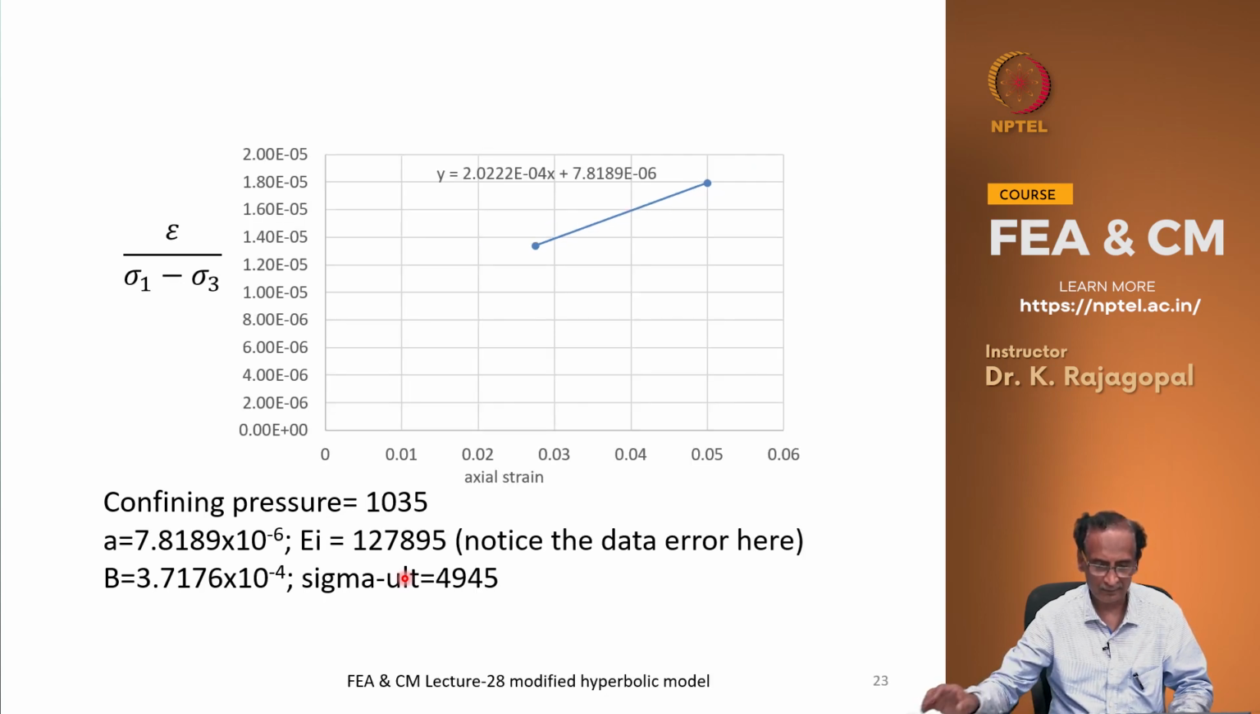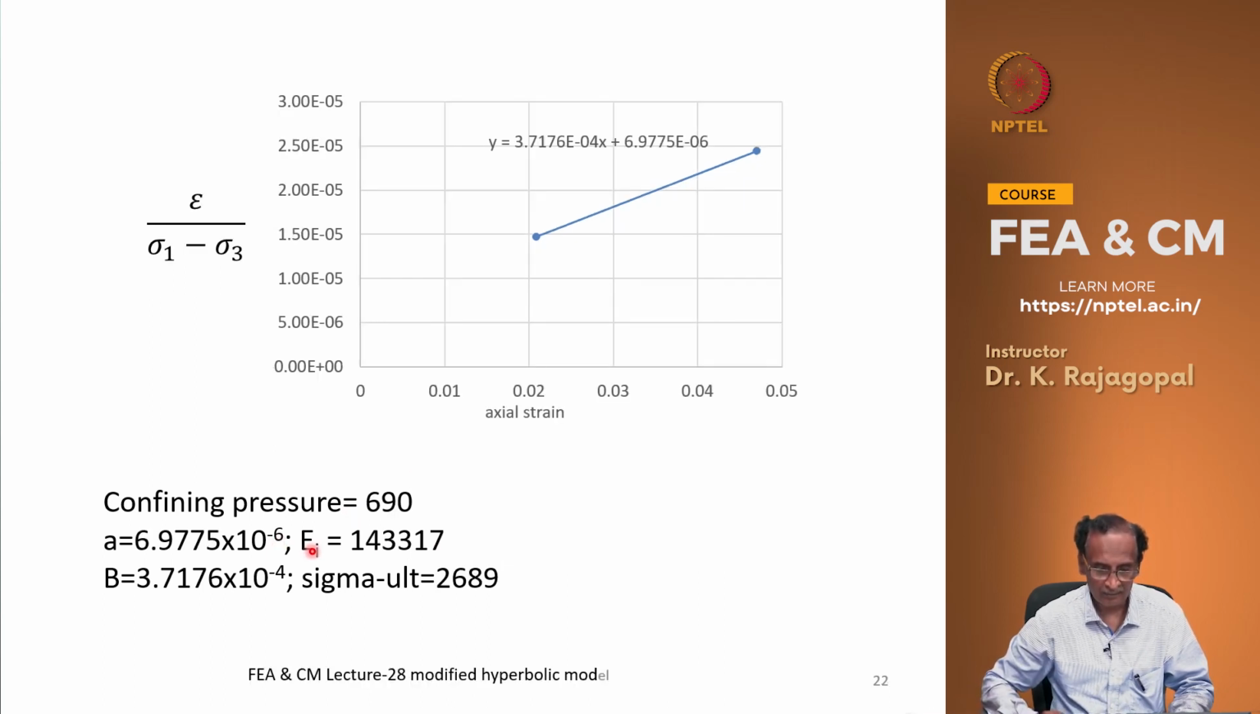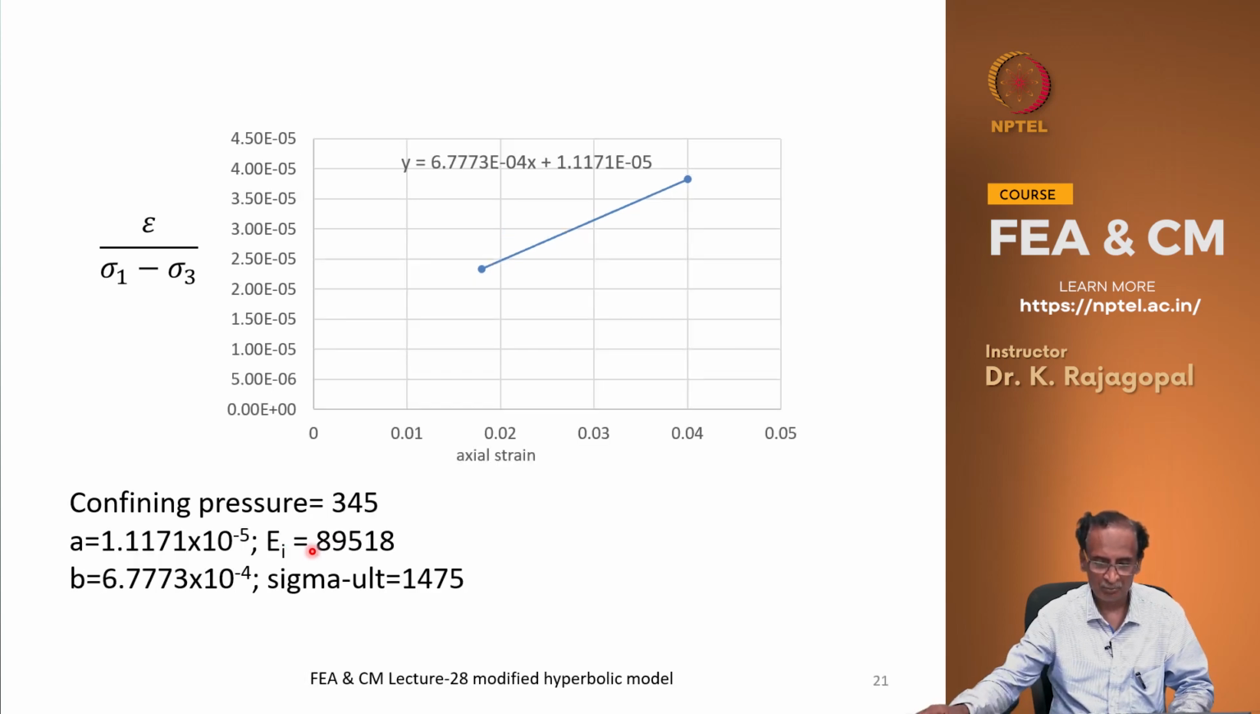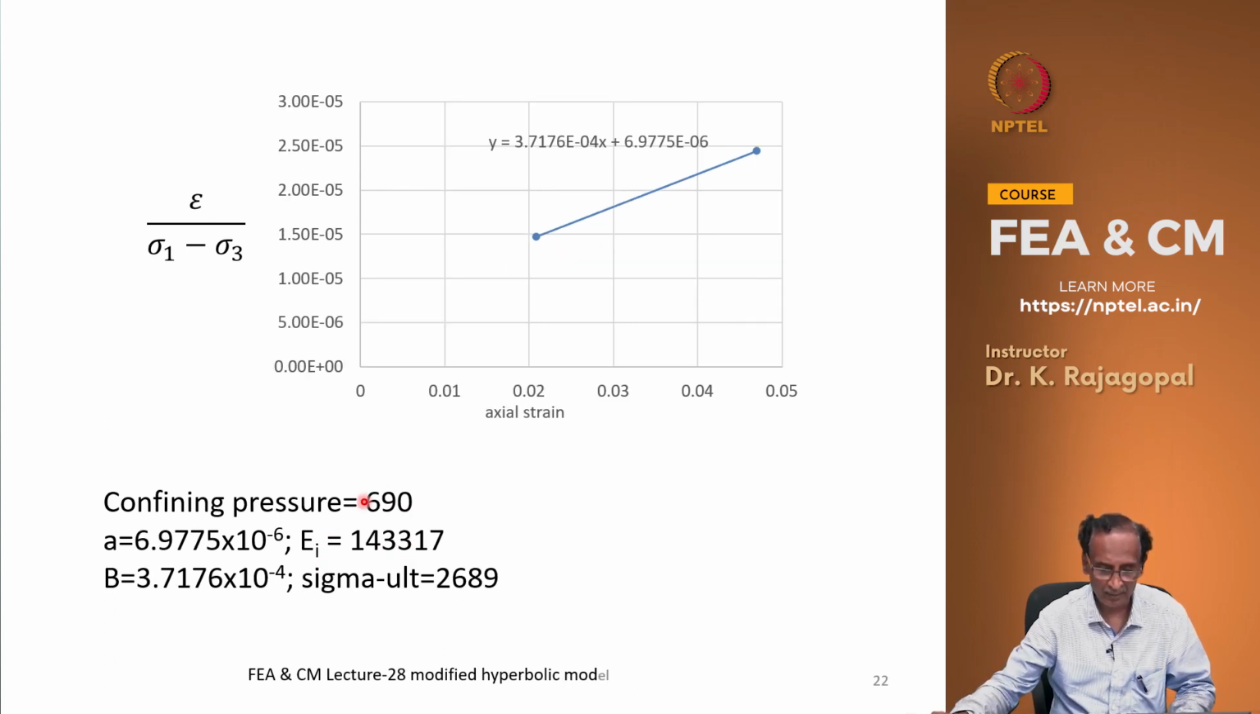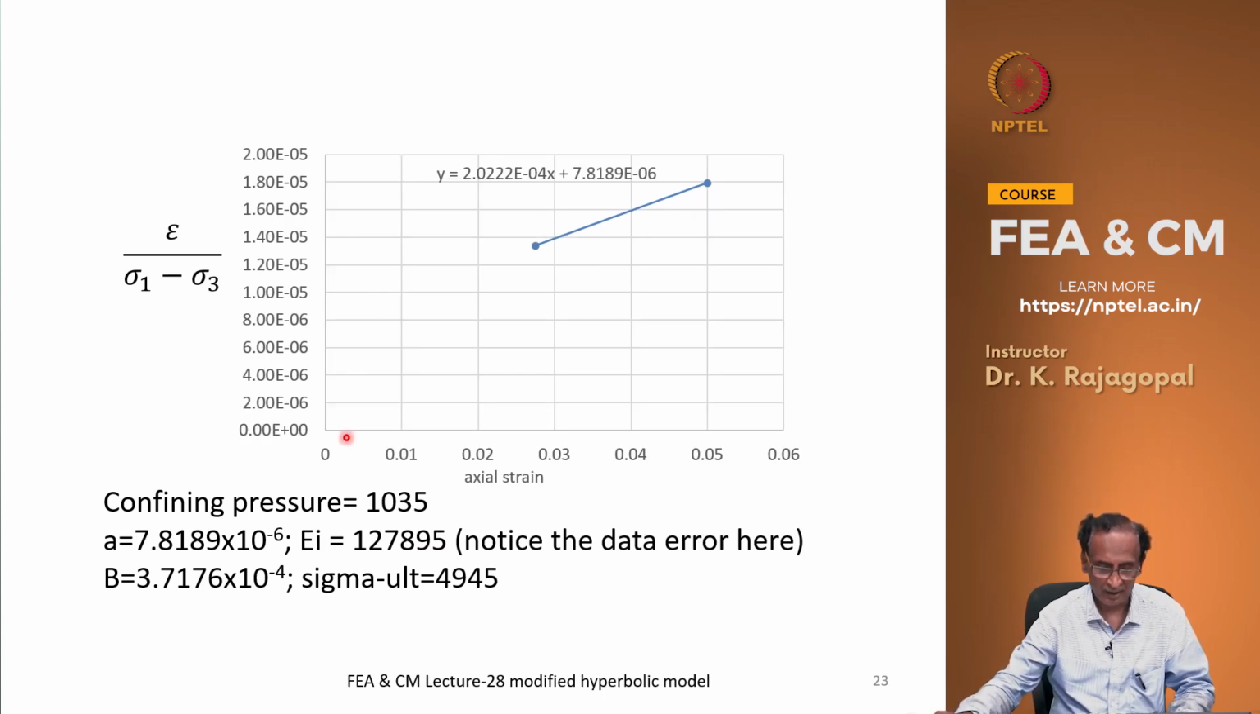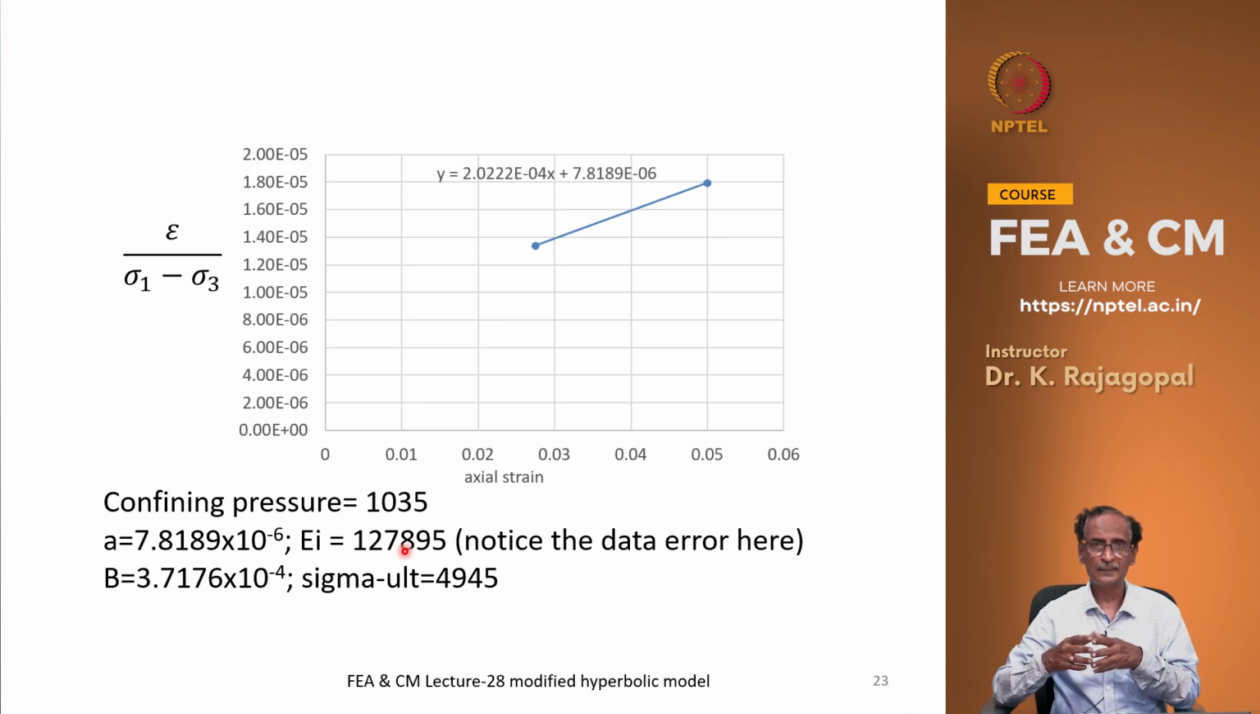and confining pressure of 1035, and in fact, as we see at confining pressure of 345, our initial modulus is 89,518, and at a confining pressure of 690, our initial modulus is increased to 143,317, but then at a confining pressure of 1035, the initial modulus is reduced. That means that there is something wrong with the data, and that's not consistent with what we expect.